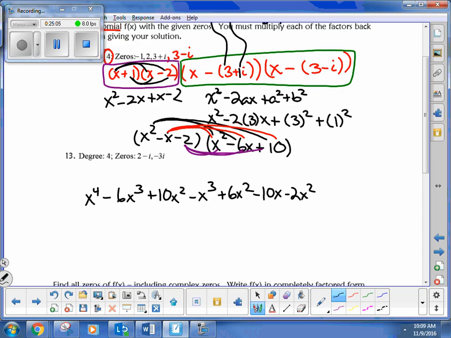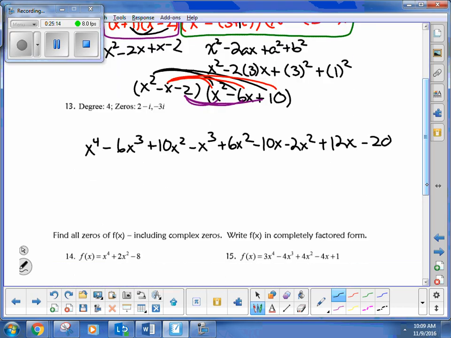And so we're going to go ahead and get positive 12x. And lastly, we'll get minus 20. So let's go ahead and identify. There's two x cubes up here. This one and this one. So x to the fourth is the lonely one up here. So that's going to be then minus 7x cubed.